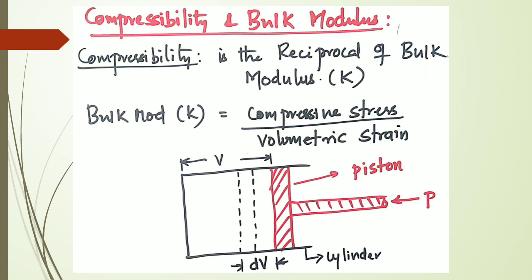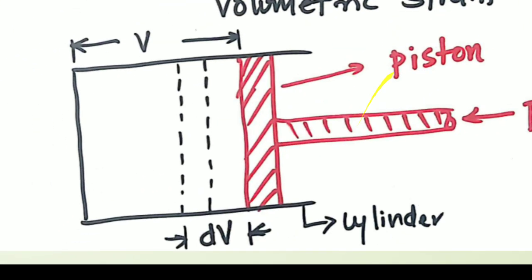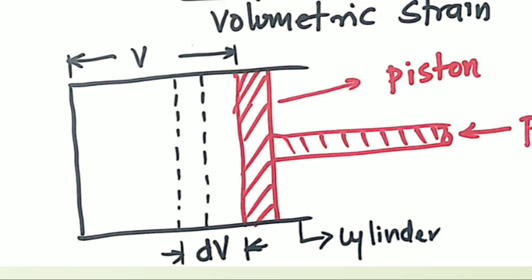How exactly can it be interrelated? Let us take a small figure here. Let us take a piston and cylinder arrangement, where P is the pressure acting on the piston, and capital V is the volume. Then dV is a small change in volume. When pressure increases, volume decreases. So dV indicates decrease in volume, and dP indicates increase in pressure.